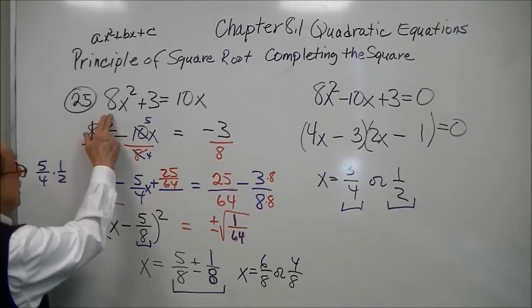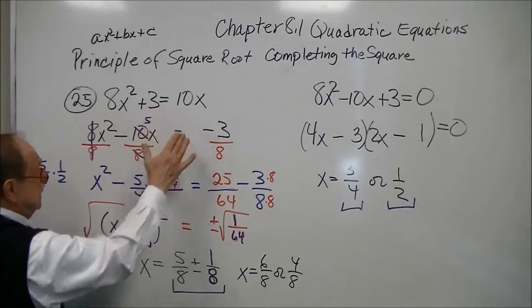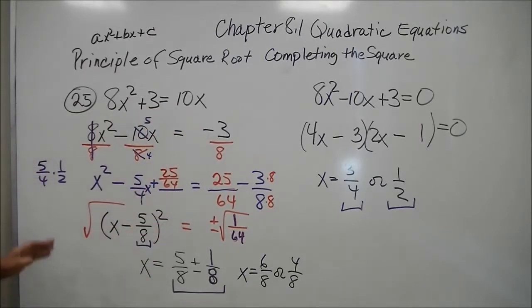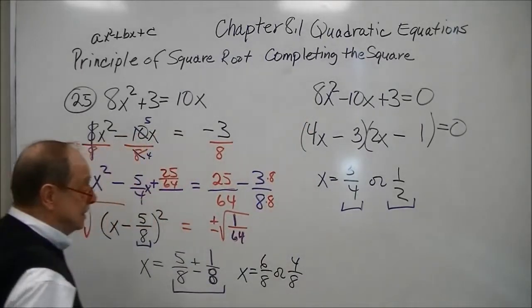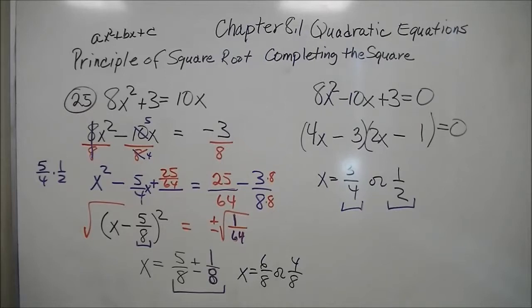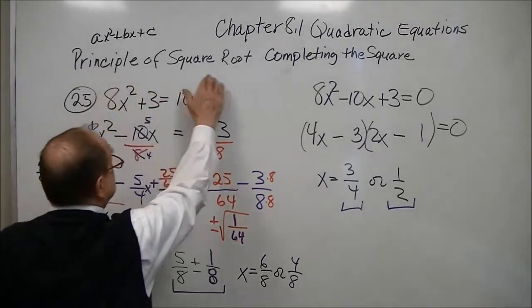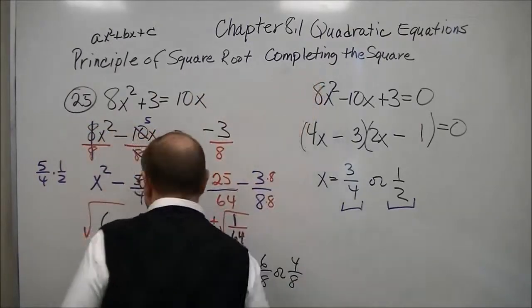If a is not a 1, you could do it this way. But again, there are other easier ways to do it. In this case, factoring would have been a lot easier. And then in our next lesson, we're going to do what is called the quadratic formula, where that will be another choice. Now they have some problems that I'm not going to do because it'll make the tape too long. Again, I wanted to go over the principle of square roots and completing the square.